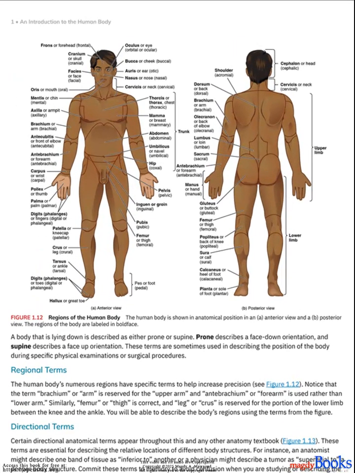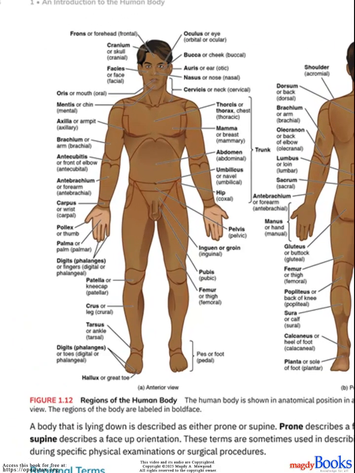Figure 1.12. Regions of the human body. The human body is shown in anatomical position in an A. Anterior view and a B. Posterior view. The regions of the body are labeled in boldface.